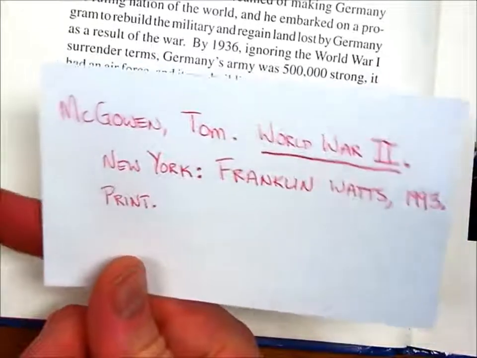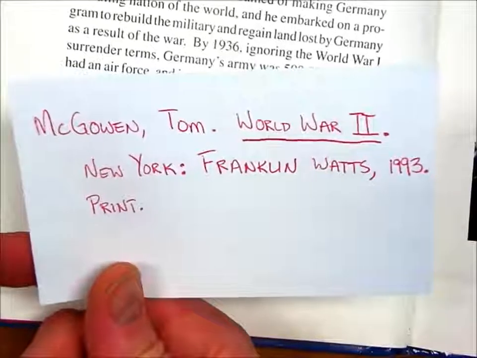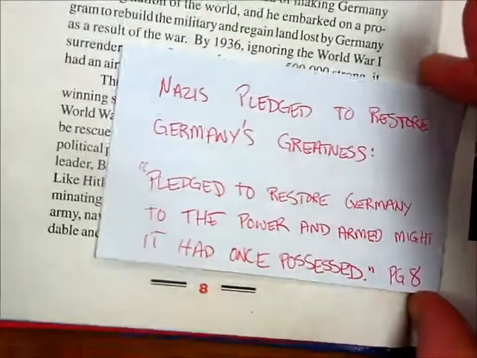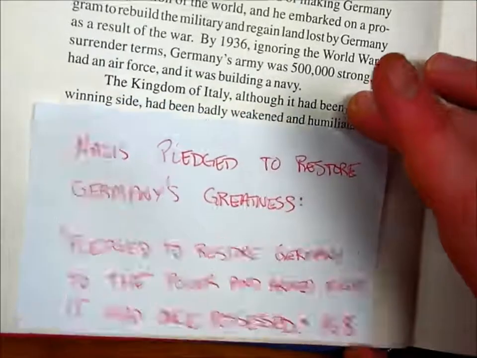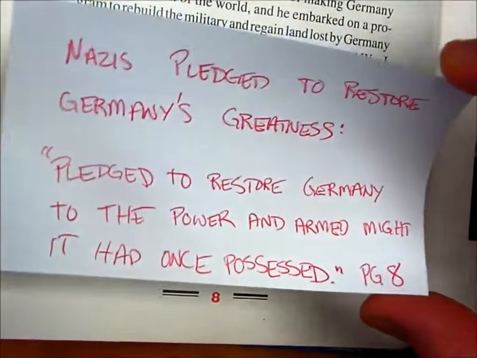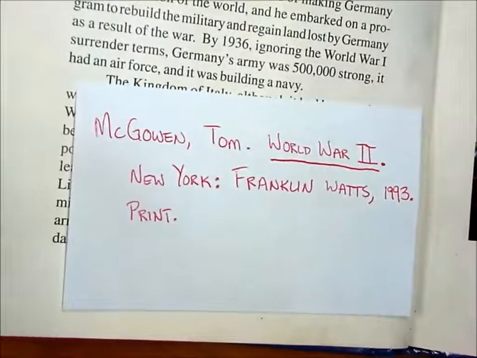So before we start writing this paper, I want everyone in class to have at least 3 of these note cards with one reason per note card and a quote on each note card supporting their reason why Germans were voting for the Nazi Party in 1933. I'm going to write a whole paragraph about how they pledged to restore Germany, and I'm going to use this quote to support it, and then I'm going to be able to say that Tom McGowan in his book, World War II, wrote this about the Nazi Party.